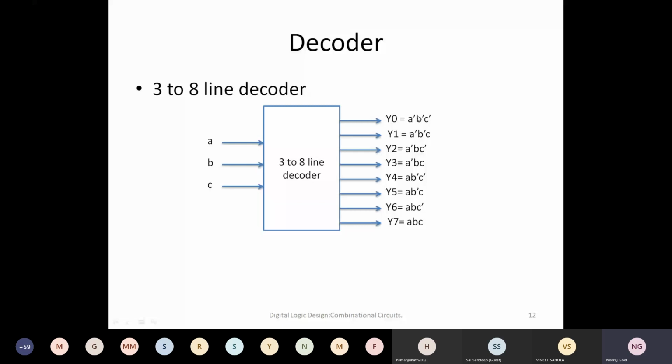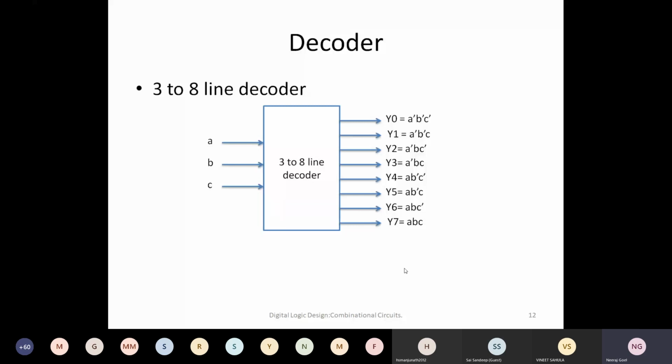Similarly, y1 will become 1 when my input is 0, 0, 1. So based on whatever is the numerical value, that particular ith output would be 1. And also it is made sure that only one of the outputs is high. So this way, with this decoder, there are 2 things to be understood.